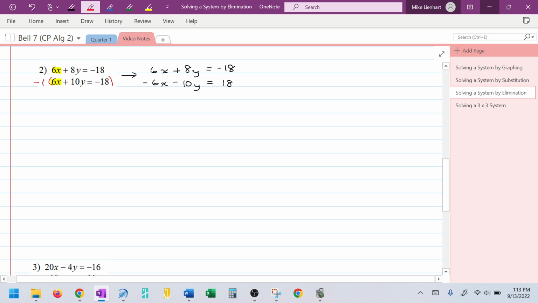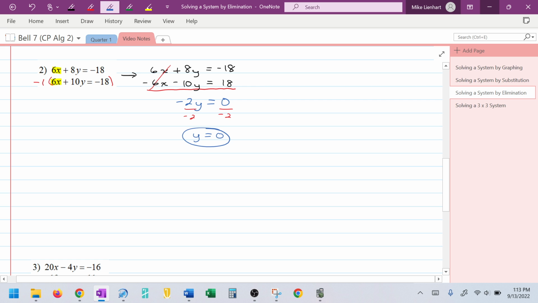Because I have opposites, I'm ready to smash, and those x's eliminate. That's why it's called the elimination technique. This leaves me with negative 2y equals 0. And if I divide by negative 2, 0 divided by anything is 0.